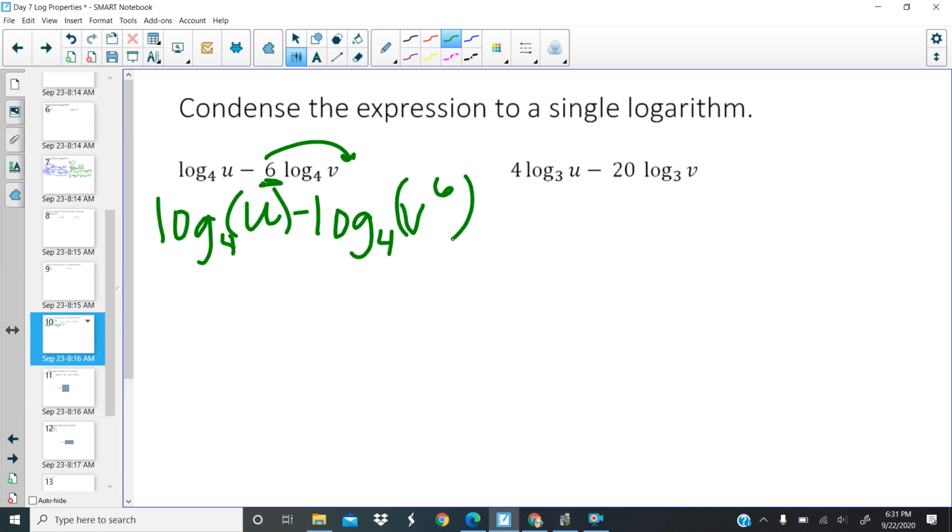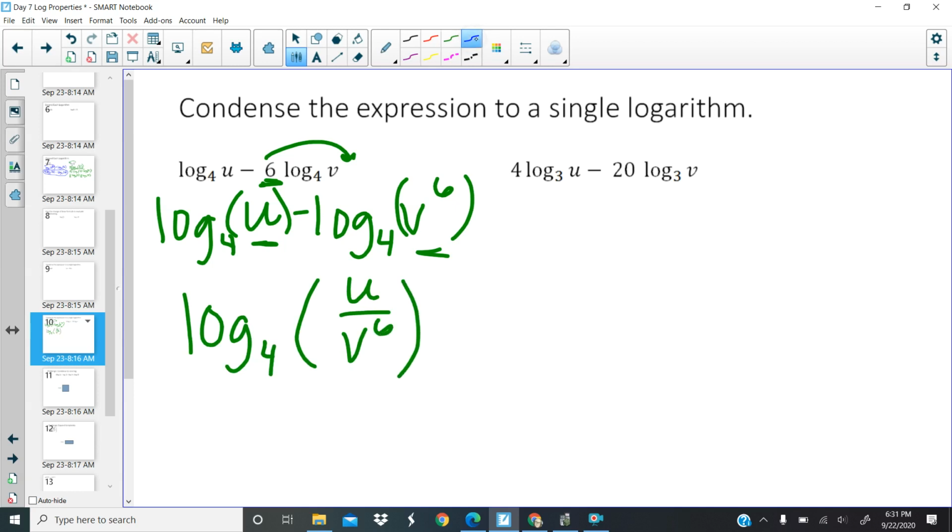And so then at that point, what you need to do is use the quotient rule because you have 2 logarithms, both base 4 and both with coefficient 1. And so now you can use the quotient rule and just put the first one in the numerator and the second one in the denominator. So you would have log base 4 of u divided by v to the 6th power.